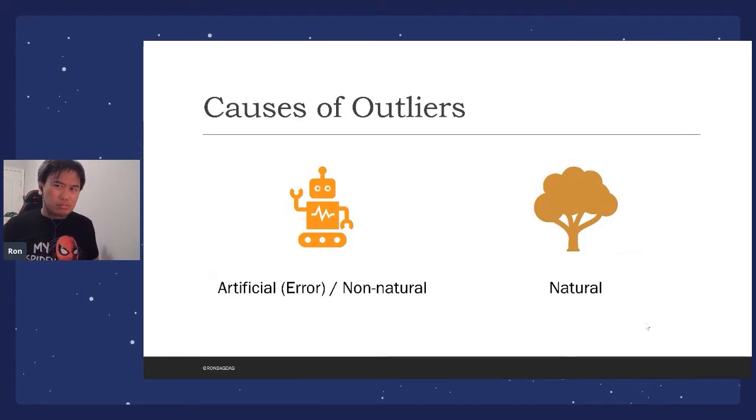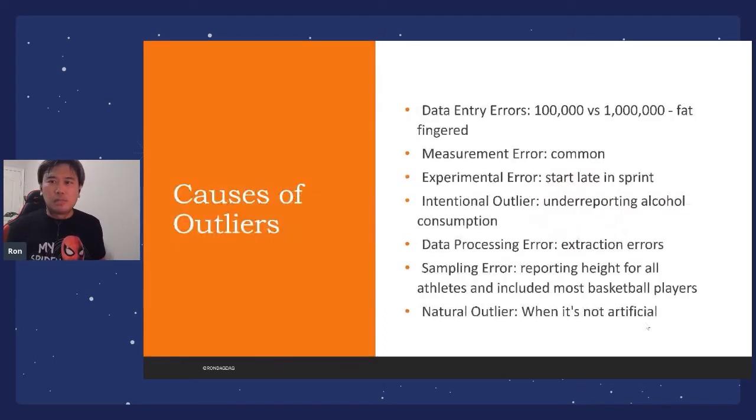What are the two main causes of an outlier? It could be artificial or non-natural, and of course, sometimes natural. Some examples would be data entry errors, what we typically call fat finger, right? The difference between 100,000 versus 1 million is one extra zero, and that can cause an outlier. Measurement error is also very common, such as measuring in meters versus different units, which can cause outliers.